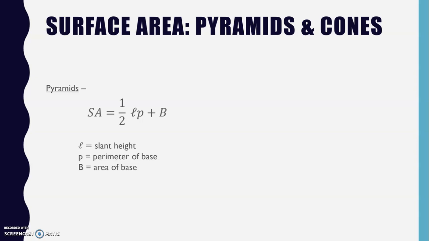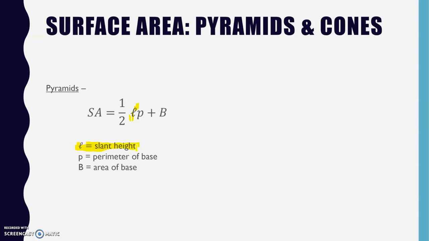The next one is a pyramid. This one's probably going to take the longest to go through in all honesty. Your formula is 1/2 L, and L stands for the slant height. So that's going to be the variable that represents slant height all of the time, no matter what solid you're working with. So it's 1/2 slant height times the perimeter of the base.